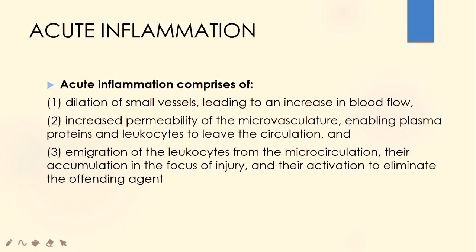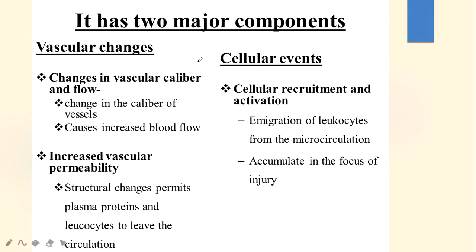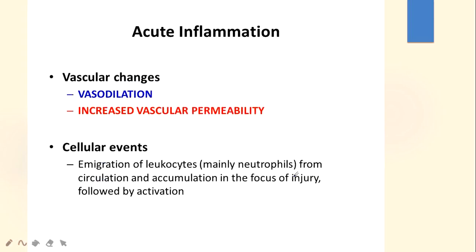Acute inflammation comprises dilation of small vessels, increased permeability, and emigration of leukocytes. These three steps have been put into two categories: vascular changes and cellular events. Vascular changes involve changes in the vascular caliber and flow and increased vascular permeability, while the cellular events involve emigration of leukocytes from the microcirculation to the site of injury.